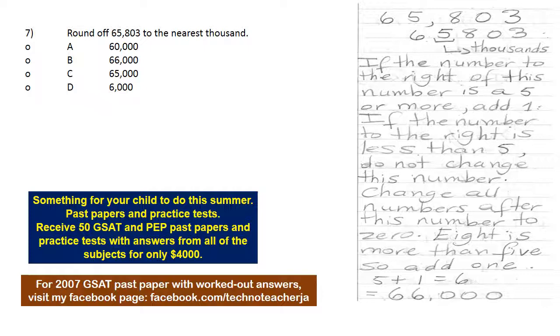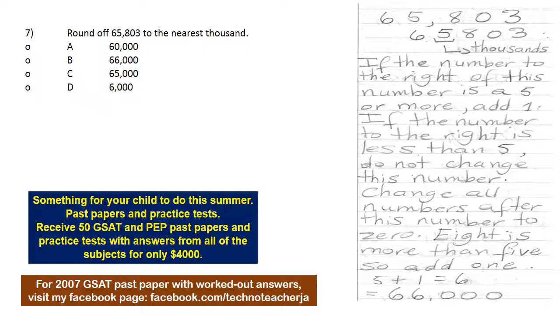Okay, so now let's calculate the answer to this question. Round off 65,803 to the nearest thousand.